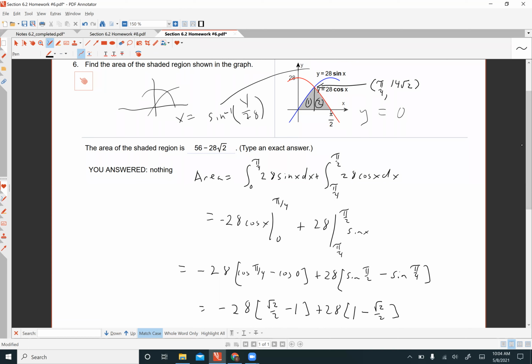So integrate under the blue curve from 0 to pi over 4, and integrate under the red curve from pi over 4 to pi over 2. Now the second problem here.